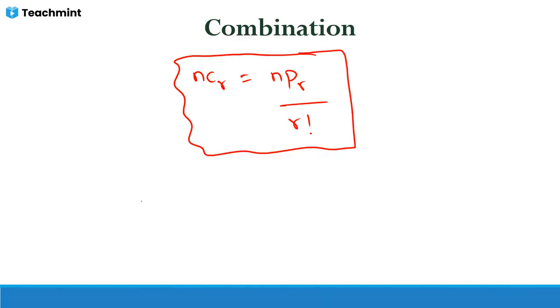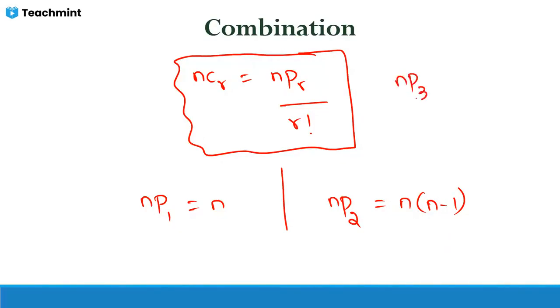And we know nP1 is nothing but n. nP2 is nothing but n into n minus 1. This was already discussed during permutations. We developed the formula for nPr and nCr. nP2 is n into n minus 1, whereas nP3 is n into n minus 1 into n minus 2. So using that relationship, we developed the shortcut for nCr calculations also.